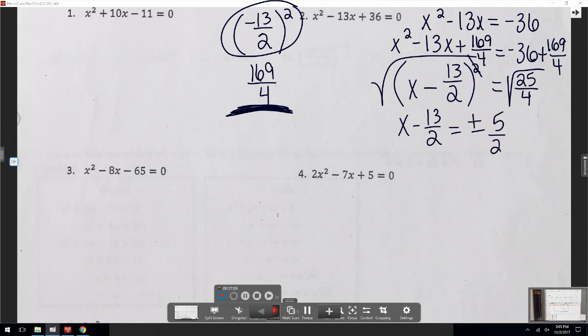Alright, here we go. How do we get x by itself? Add 13. Alright, I'm just going to put a plus sign because I don't want to write the whole thing. Here we go. You have positive 5 plus 13, which is 18. And then it's divided by 2. 9. Beautiful. Then you have negative 5 plus 13. How much is that?